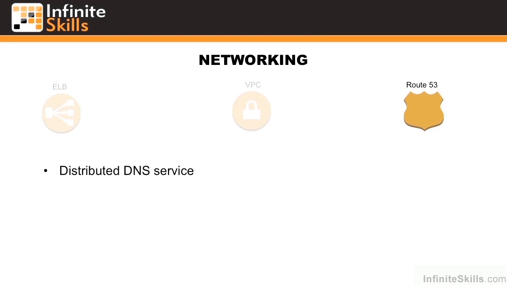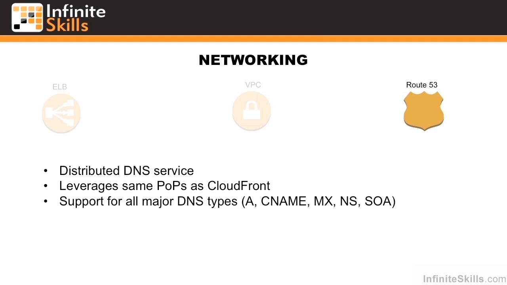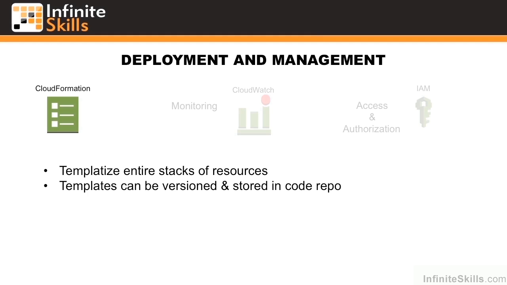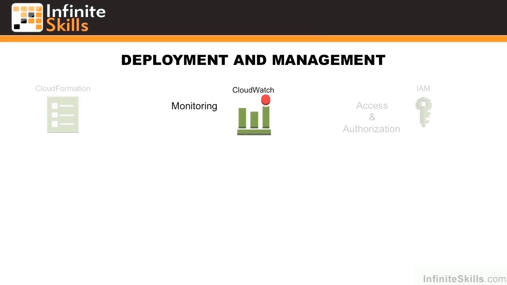Route 53 is Amazon's distributed DNS service. It leverages the same point-of-presence locations as CloudFront, and it supports all major DNS types, such as A, CNAME, MX records, NS records, and SOAs. Under deployment and management, we have CloudFormation, which allows you to templatize entire stacks of resources. These templates can then be versioned and stored in a code repo. There are 200 to 300 templates readily available and provided by Amazon.